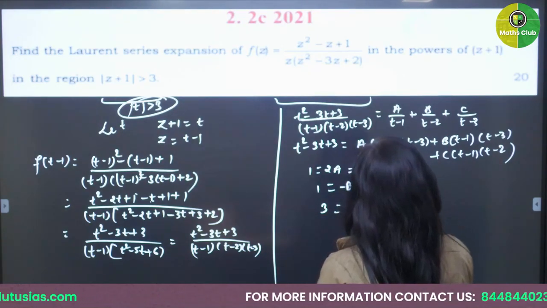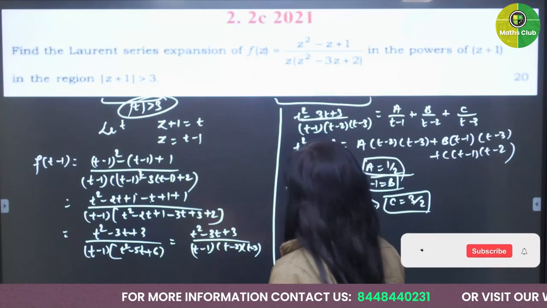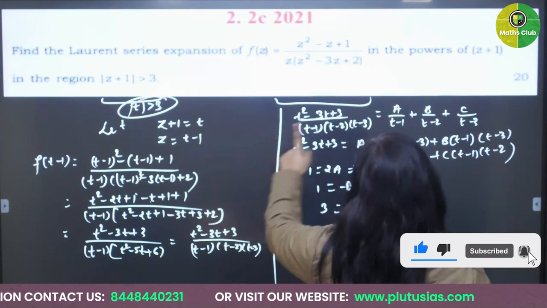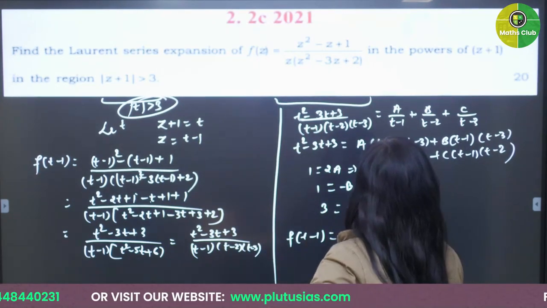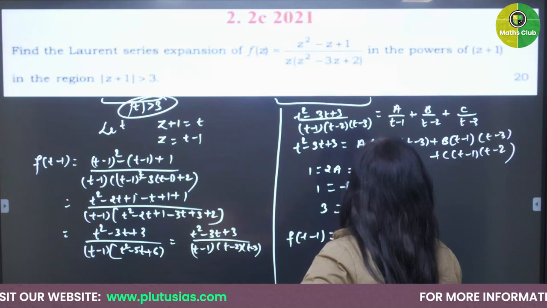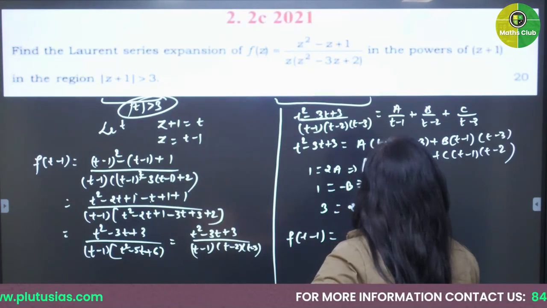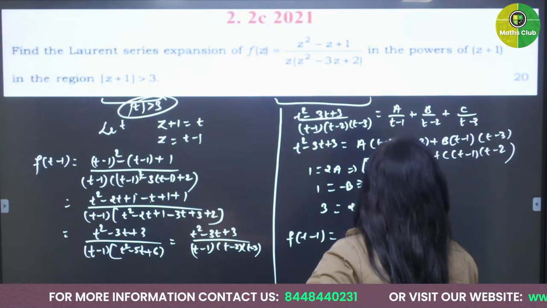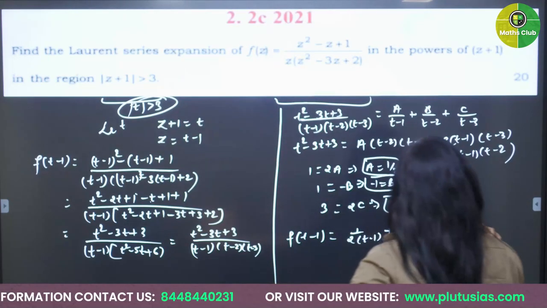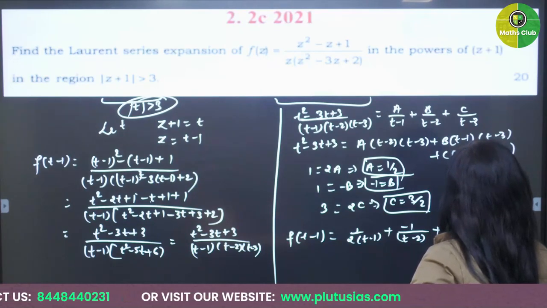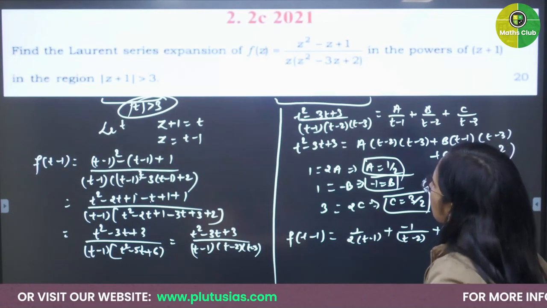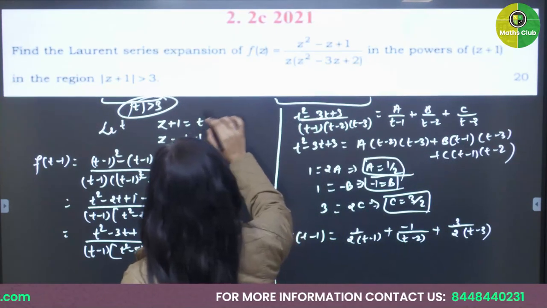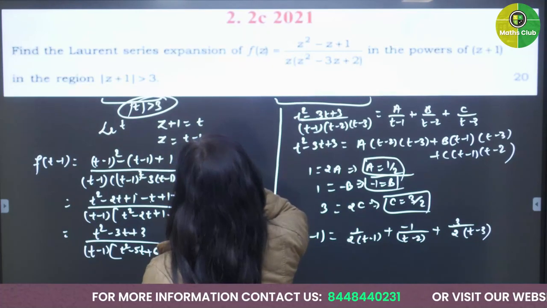And now f(z) would be, now f of t: that is nothing but a is 1 by 2 t minus 1, plus b, which is minus 1 by t minus 2, and then you have 3 by 2 t minus 3. And given that t is greater than 3, that is the thing. So that means t is greater than 3, right?